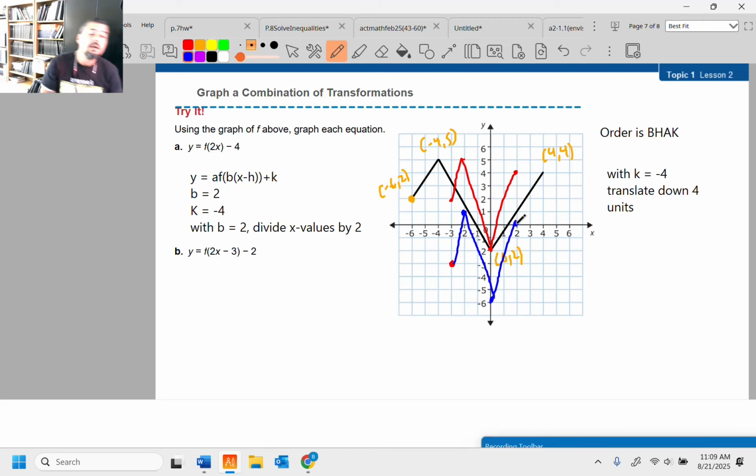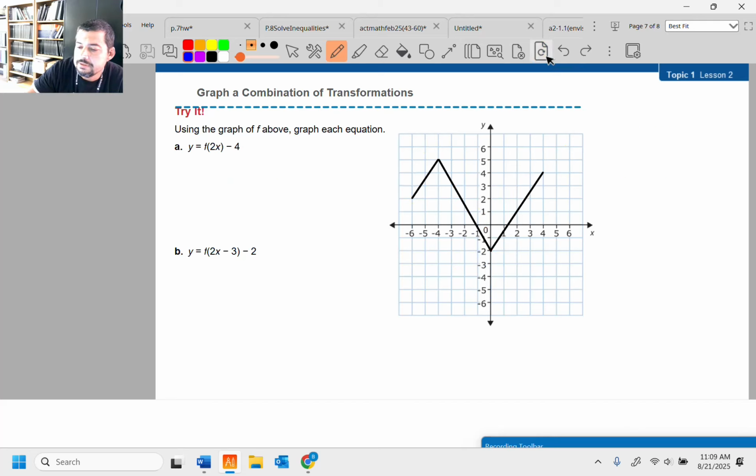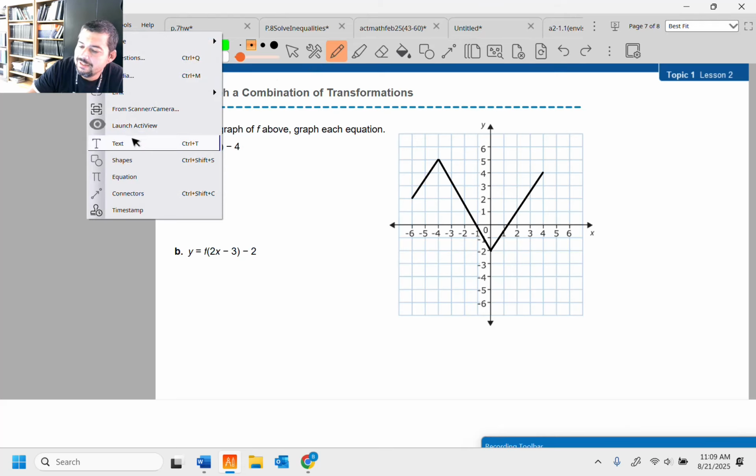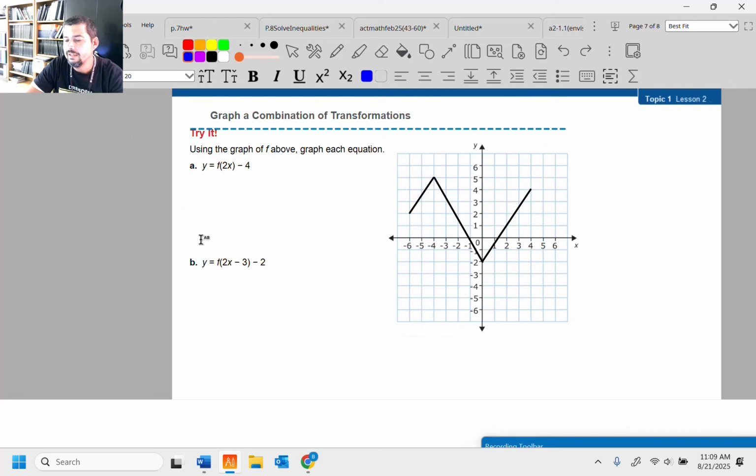All right, moving on to B. So that's how you do A. Let's clear it and do B. Talk about what B says. B is f of 2x minus 3, and negative 2. Yeah, B's got 3 letters in it, doesn't it? So again, lining up with my form, y equals a f of b times x minus h, plus k, the 3 things I see are that b is 2, that h is 3, and that k is negative 2.